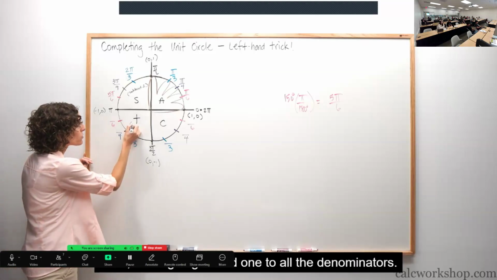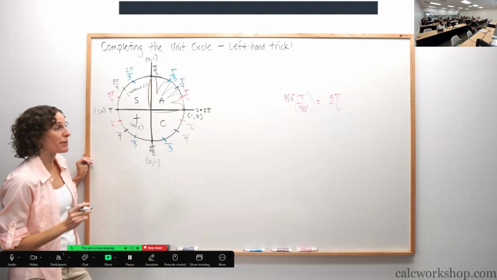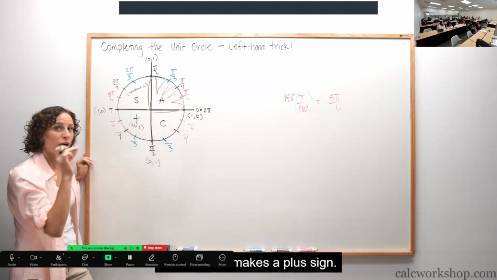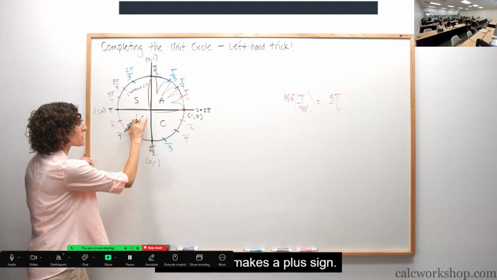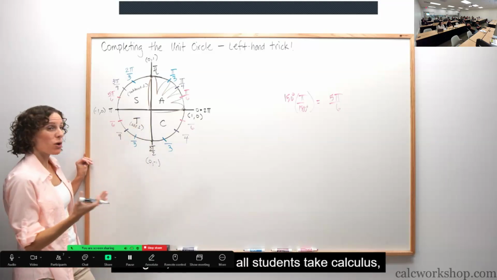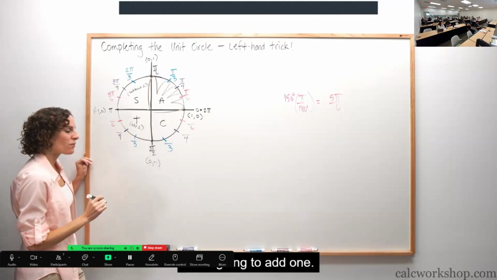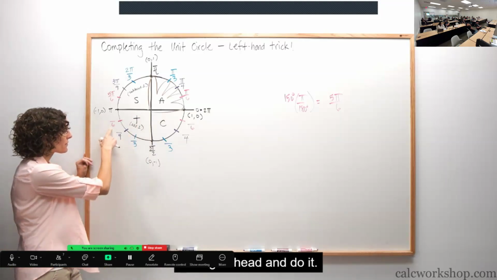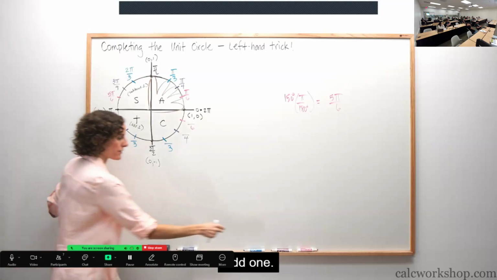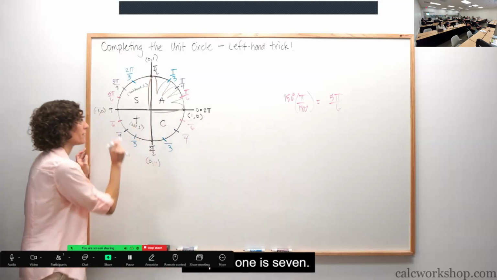Here, we're going to add 1 to all the denominators. Again, this was tangent. Lowercase t makes a plus sign. So again, as in all students take calculus, we know it's going to be a plus sign. We're going to add 1. Let's go ahead and do it. 6. Add 1. 6 plus 1 is 7. Guess what?